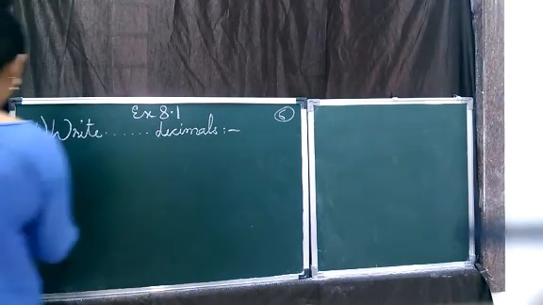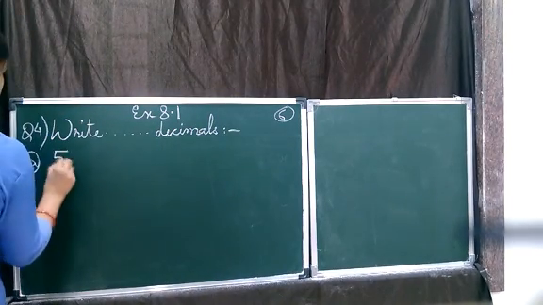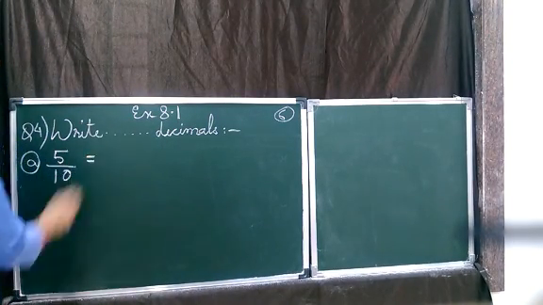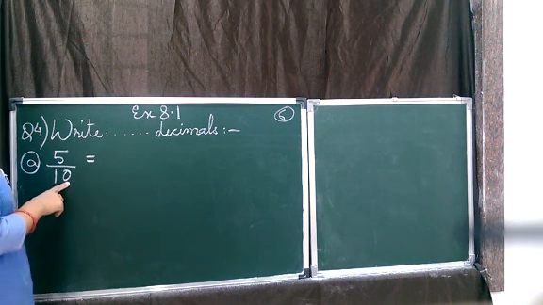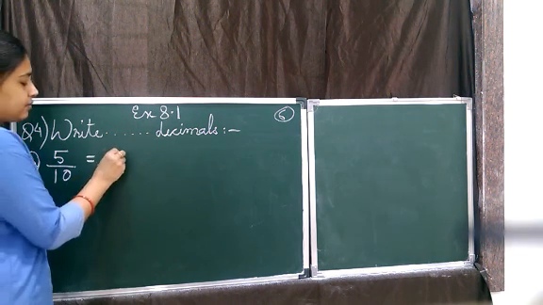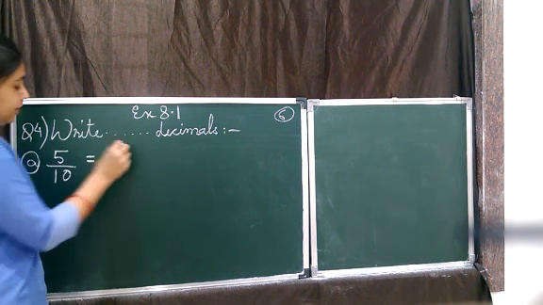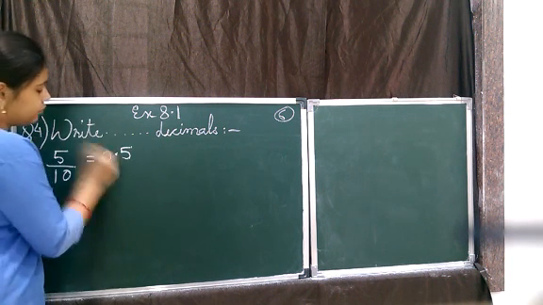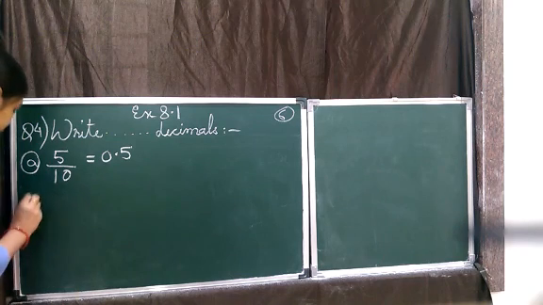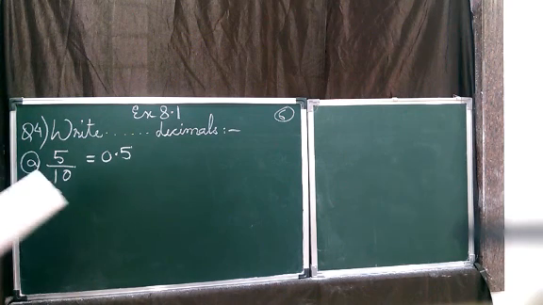Okay. So this is what? 5 by 10. So you can see in the denominator 1 0, that means 1 place decimal. Correct? That means after the decimal only 1 digit, and we have that 1 digit. So the answer comes out to be 0.5. Then we go to B.